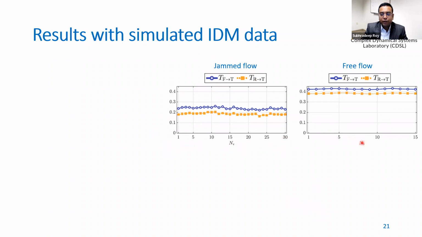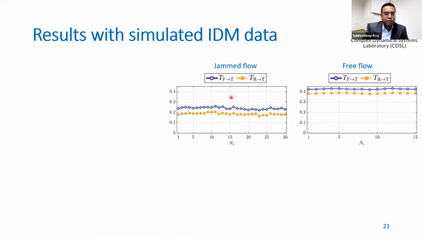And on the right is the free flow, where we have number of vehicles 15. The blue one here refers to transfer entropy from front to target, a measure of coupling from the immediate front car to the target. And the yellow one is transfer entropy from rear to target. We're going to come back to this later.